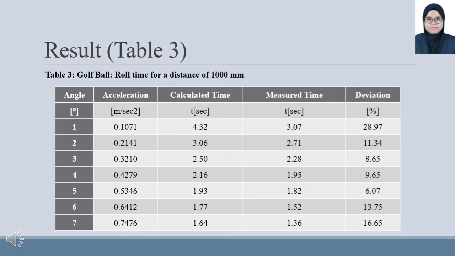Table 3 shows the acceleration, calculated time, measured time, and the deviation of time for golf ball. The acceleration, calculated time, and deviation are calculated using the same formula as we used in Table 2. The highest deviation is at the first inclination with 28.97%, and the least deviation is at the fifth inclination with 6.07%. From the table, we could also see that the acceleration increased as the angle increased. This is the same as Table 2, which is for volleyball.